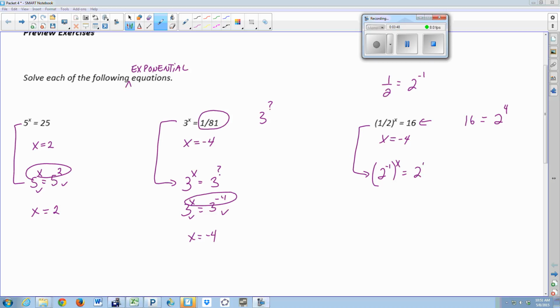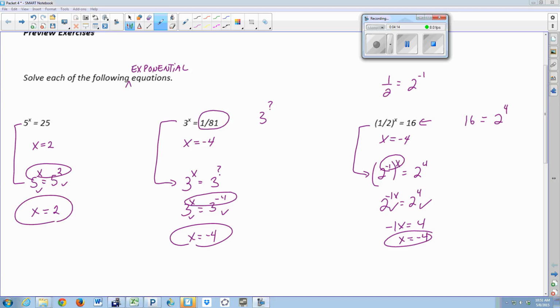So now you use your exponent property right here. When you raise a power to a power, you multiply your power. So you get 2 to the -1x equals 2 to the 4th. Notice again, you got the same exact base. So to make those equal, you set your two exponents equal. So -1x equals 4 means x is -4. So that one you actually had to do one step to solve the equation, whereas the other ones you were looking right at the answer once you expressed your base on the right-hand side to a power.